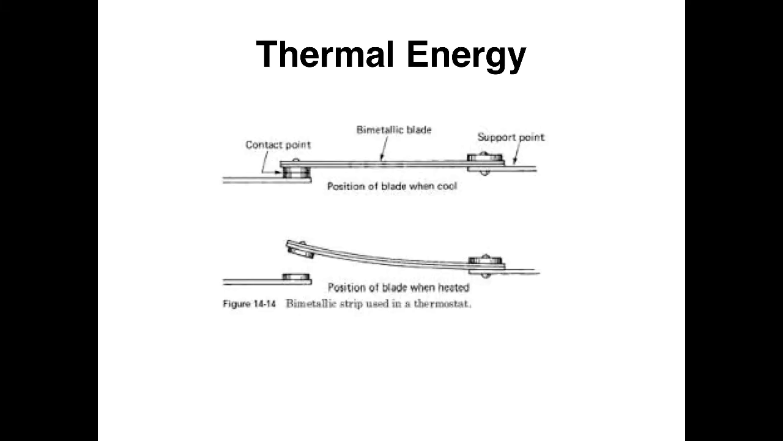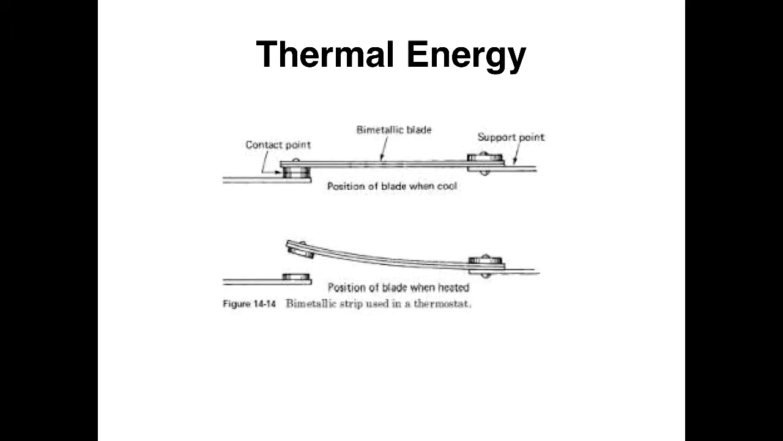This change in length can be used in various ways, and this is called a bimetal strip. Bimetal strips are created using two different metals, and the two different metals purposely have different alpha coefficients, so that one changes in length more than the other.